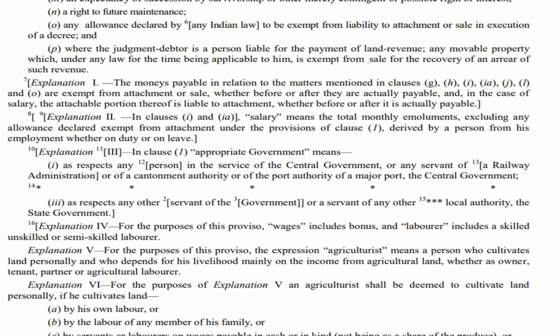Let us move to explanation 2. What the salary includes. This can be asked in preliminary exam. Salary means the total monthly emoluments. So, what is exempted from salary is the allowance, which is actually already we have seen all those aspects.